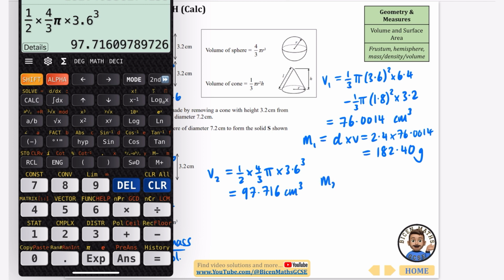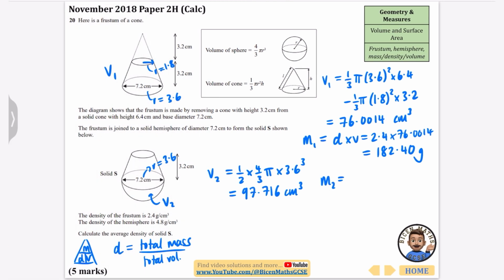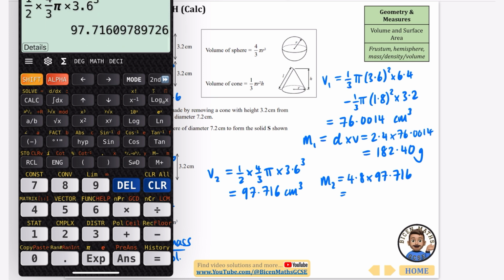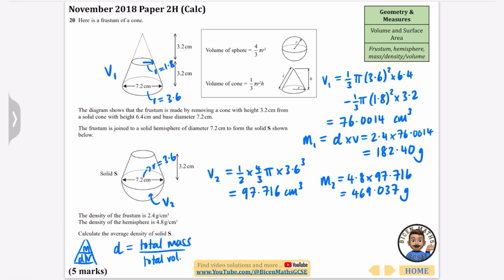So I'm going to find the mass of that shape by again doing the density times the volume. Now the density is 4.8, so I'm going to do 4.8 multiplied by my 97.716. When I multiply those together, I get that the mass is 469.037 grams.